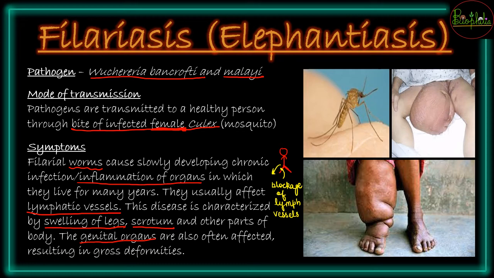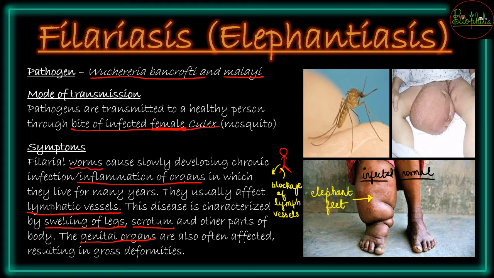You can see up over here as well that this is the infected leg, and this is the normal leg. So the difference between the infected leg and the normal leg is that the infected leg is very much swollen, and it looks like an elephant's foot, right? And because it looks like an elephant's foot, the disease is called elephantiasis. So the infected foot looks like an elephant foot.